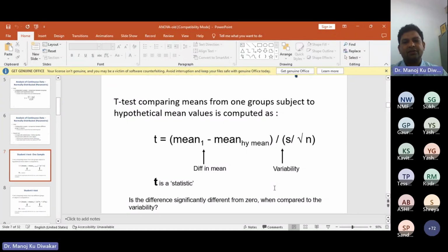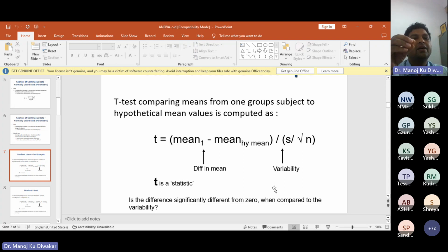Now we will come gradually to understand how you will do all these things in the t-test. The t-test compares the mean from one group of subjects to a hypothetical mean value. Always, whether you talk about the one sample t-test, two sample t-test, paired test or ANOVA, what we are basically doing is understanding what your mean value is, what the change in the mean value is, whether it is different from the hypothetical value, different from the other group, or different between two time intervals.